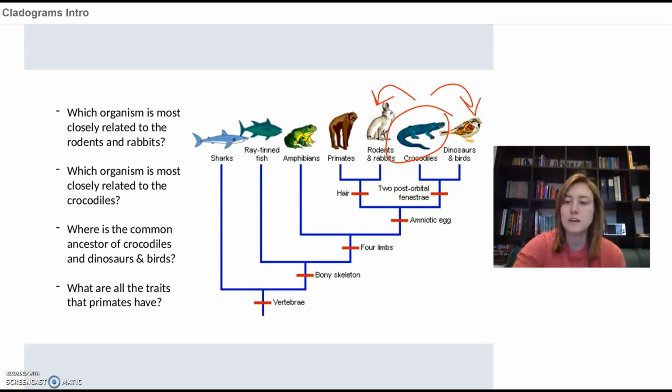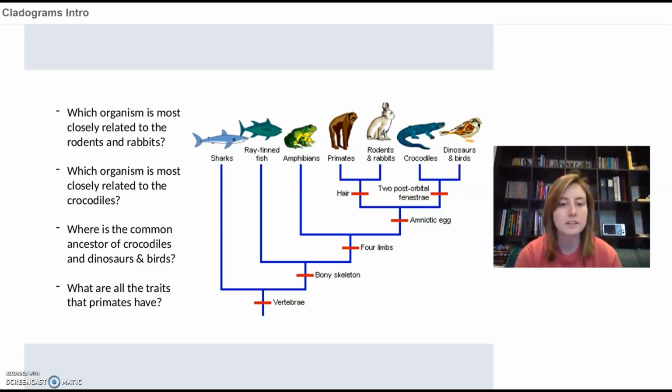Now notice the dinosaurs and birds are on the same branch as the crocodiles. And if I trace crocodiles back to dinosaurs and birds, that's a short trip. Now if I trace crocodiles back to rodents and rabbits, that's a much longer trip. They're not as closely related. So we know dinosaurs and birds would be the most closely related to the crocodiles. Okay, let's see what we have next.